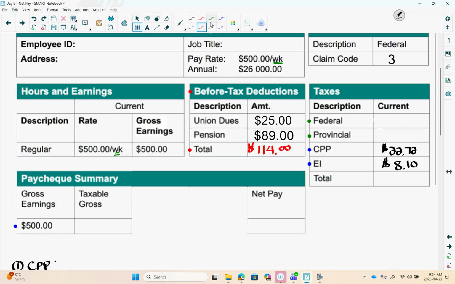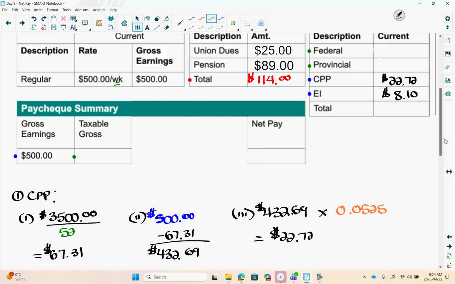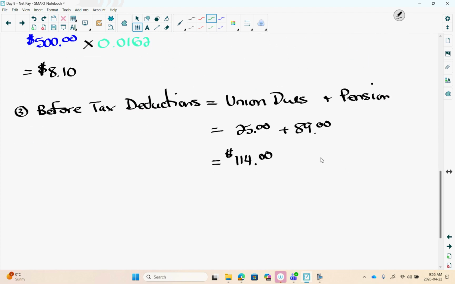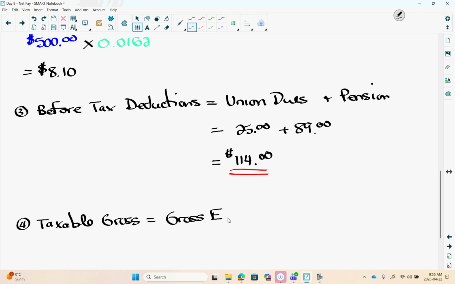Now, how do I get this amount right here? This is something that we learned yesterday. How do I figure out the taxable gross? Off what? Off my gross. That's wicked. So the taxable gross, thank you very much, is equal to your gross earnings, in this case $500.